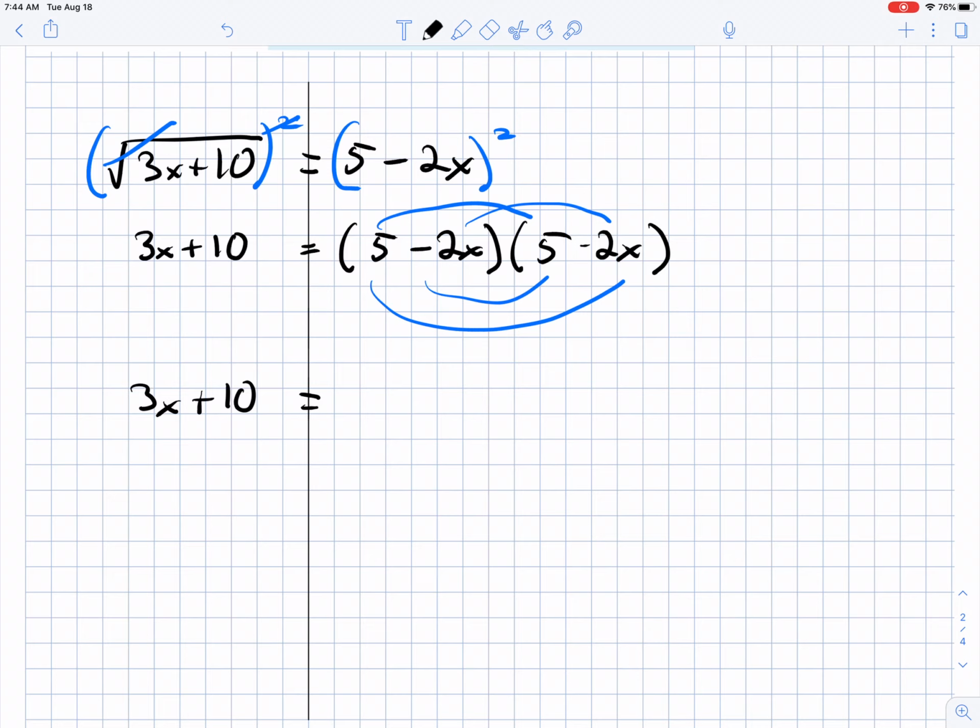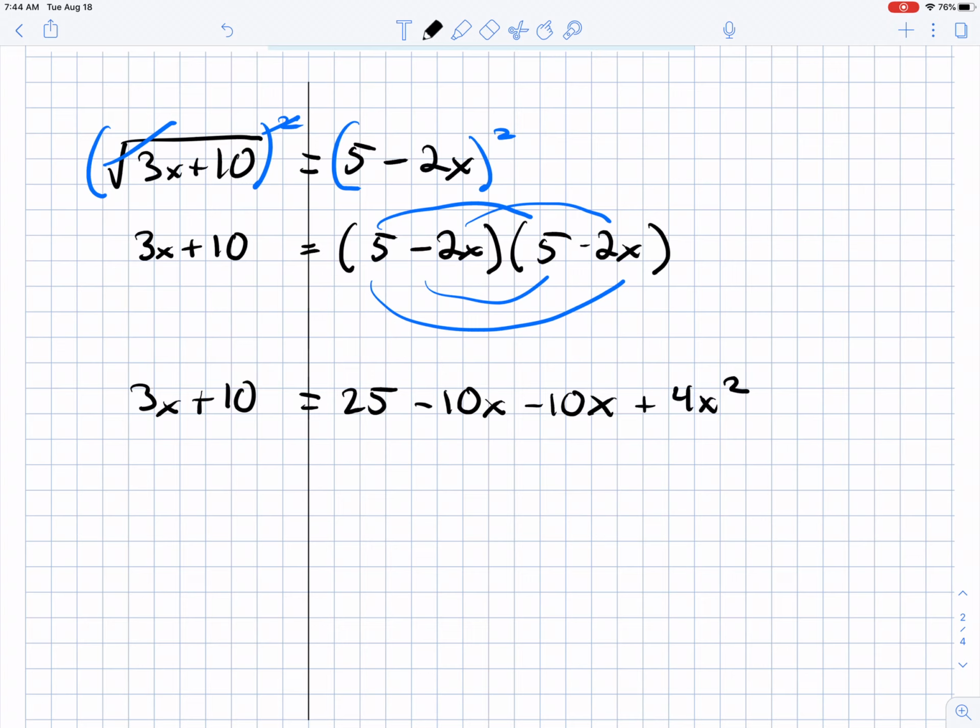If we do first times first, we'll get 25. Outer times outer, 5 times negative 2x is going to be negative 10x. Inner times inner is also going to be a negative 10x. And last times last is going to be plus 4x squared.